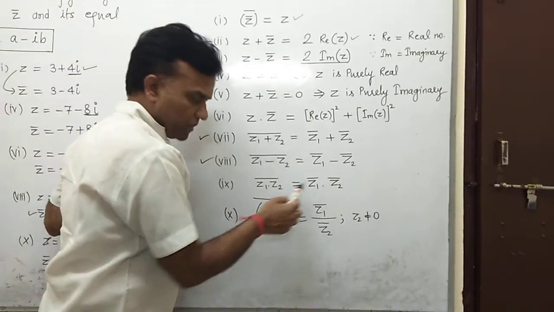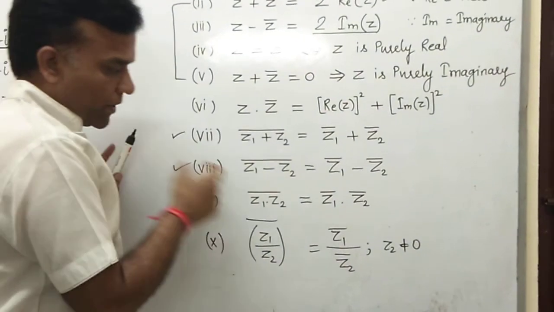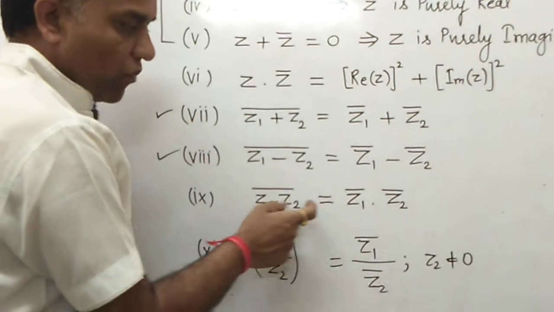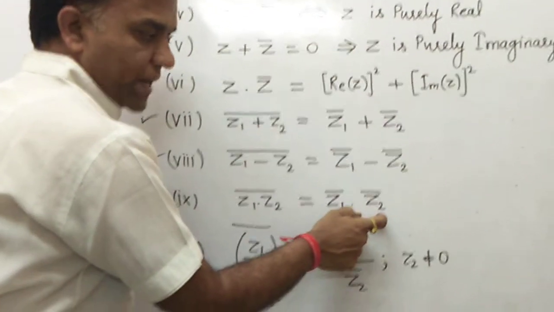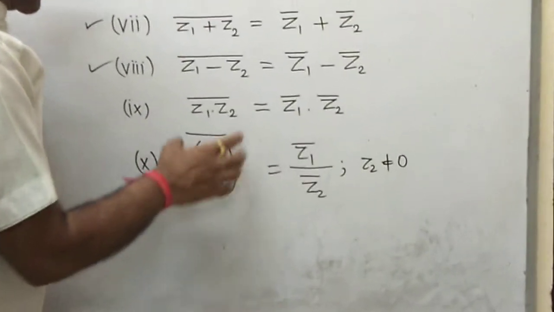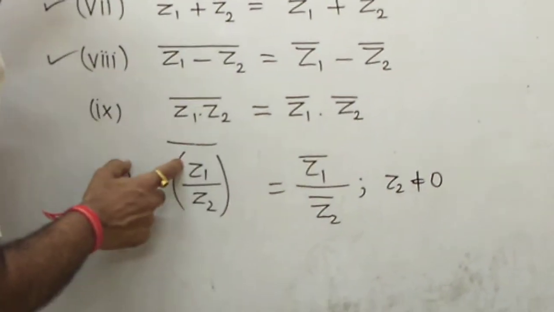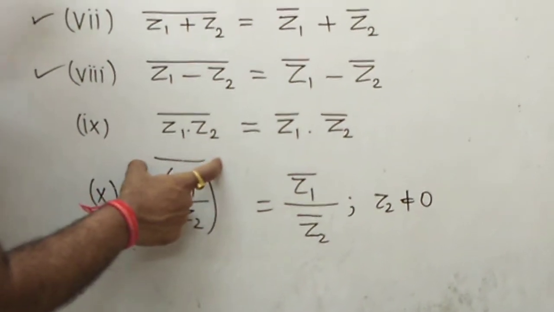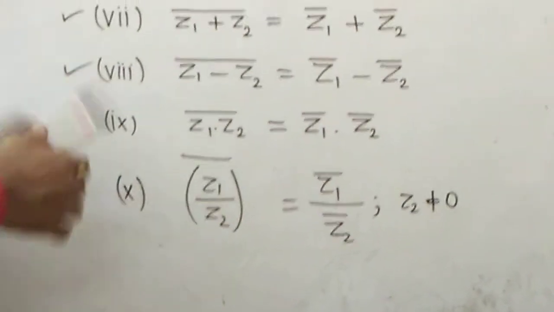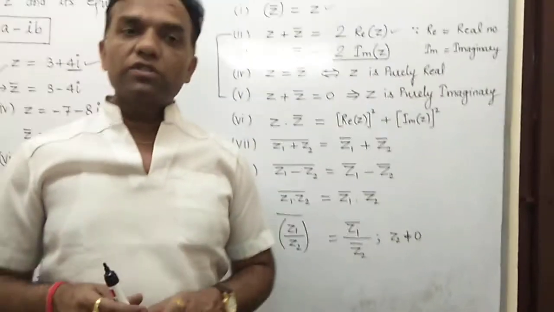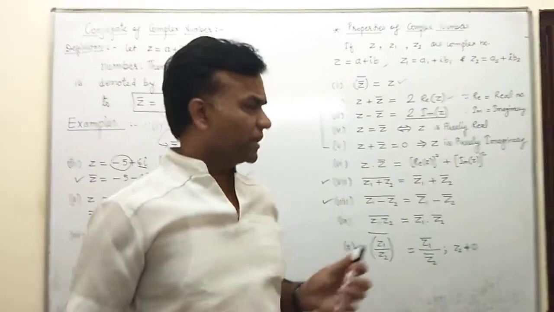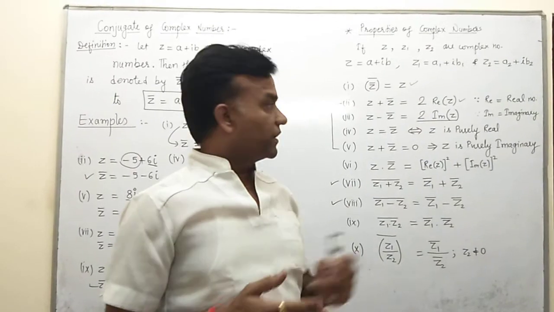The same goes for multiplication and for division. In multiplication, you find the whole conjugate of z1 into z2, or you find z1 conjugate into z2 conjugate, and the result will be the same. The last property is the same: you divide z1 by z2 and take the whole conjugate, or find their conjugates separately and then divide, in case z2 is not equal to 0. So these are the 10 properties related to the conjugate of a complex number.